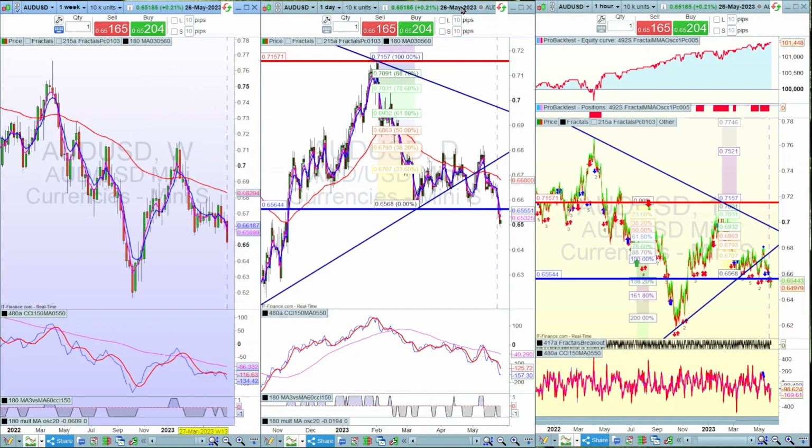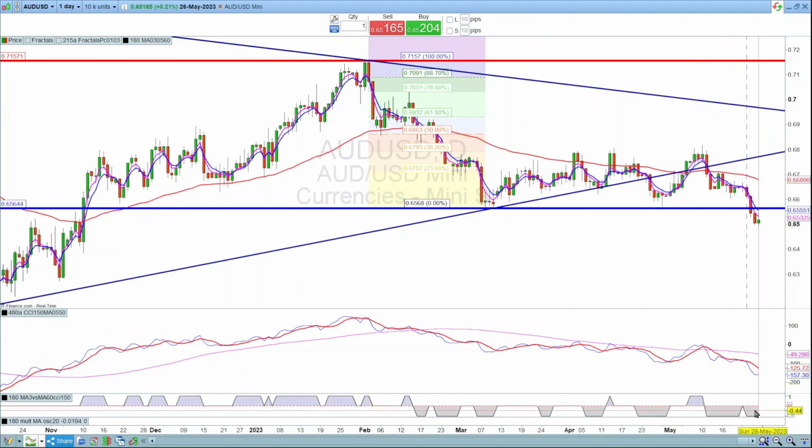That's on the weekly. And you can see on the daily as well, it's also a bearish signal. So because the daily and the weekly are aligned, we only take bearish signals with a better probability of success.